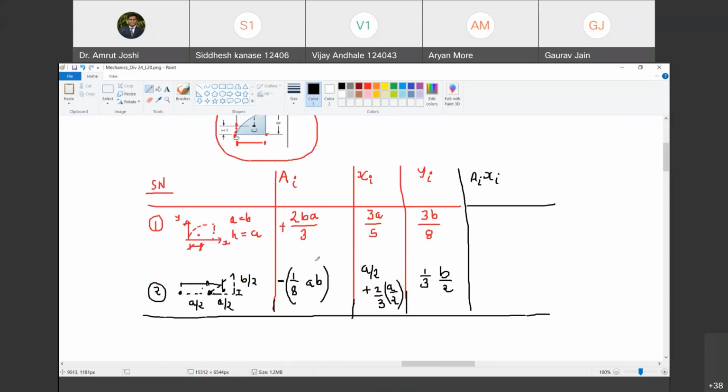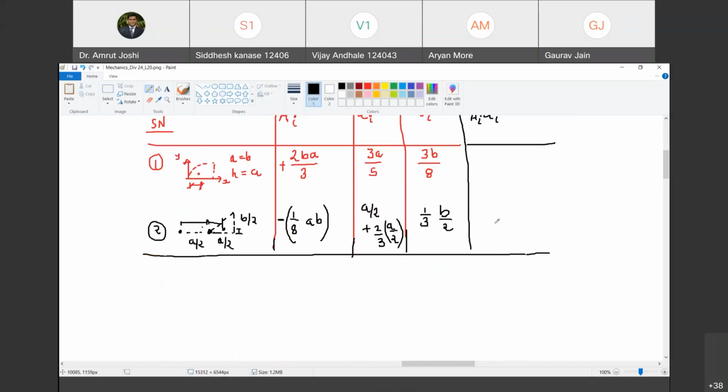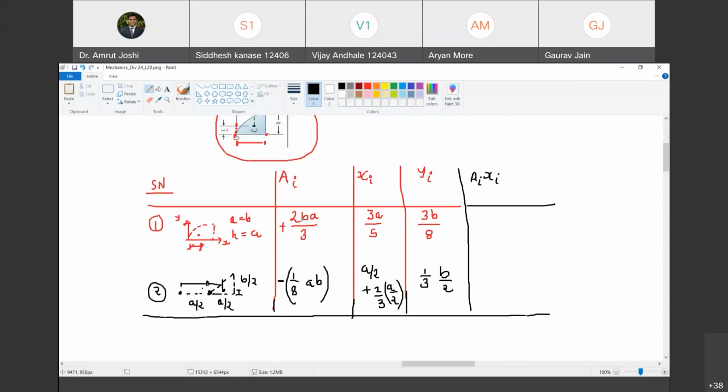However, in both the cases, x and y are positive because they are either towards the right or up in comparison with origin O. Are you with me? Yes, sir. Okay, so tell me, what is AI xi? So it is 2a square, 6 by 15 BA square, right? Then what is AI xi here?